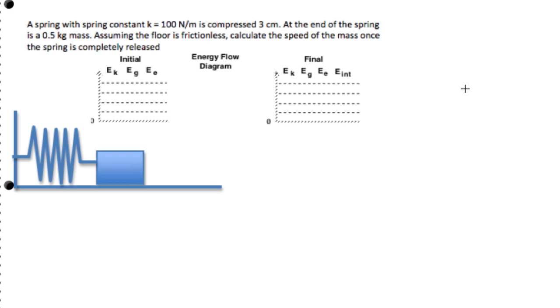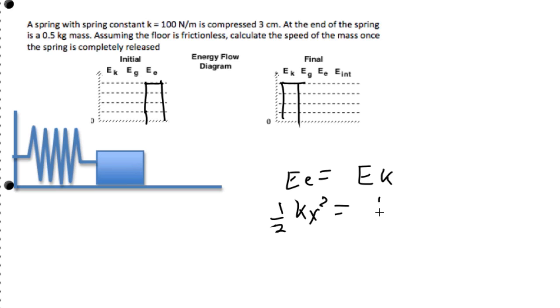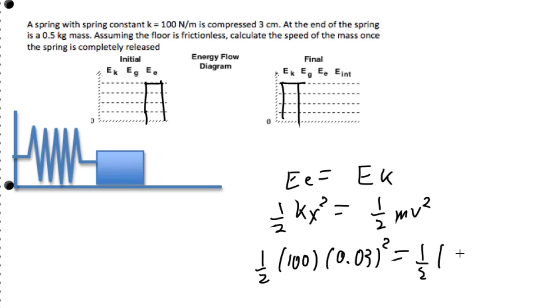So there we go. Again, take a second, read the question. I'd even pause the video. And then in this question right here, we'll begin. So we have all elastic energy, and we're told the floor is frictionless, so it gets converted to all kinetic. So what we're able to do is take E elastic equals E kinetic, just like we did before. So we're going to have 1/2 Kx squared equals 1/2 mv squared. Now, what I'm going to do is just plug in my numbers. 1/2 times 100 times 0.03 squared equals 1/2 times 0.5 times v squared.